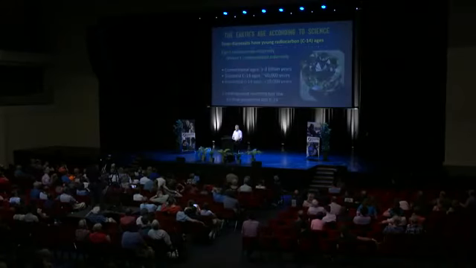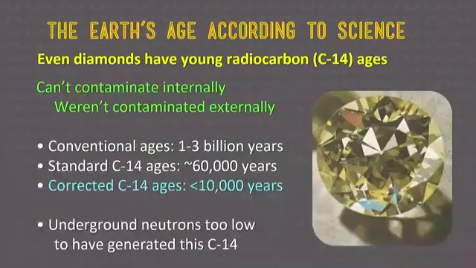Even diamonds have young radiocarbon ages. Diamonds that can't be contaminated internally or externally because they're the hardest natural substance that we know. Diamonds that gave ages conventionally of 1 to 3 billion years gave standard radiocarbon ages of about 60,000 years. Once you correct those, they come down to less than 10,000 years. The diamonds supposedly formed at the same time as the Earth formed, therefore the Earth is less than 10,000 years old. And don't you believe what you read in the blogs on the atheist websites, because a lot of what you read on the internet hasn't been peer-reviewed.